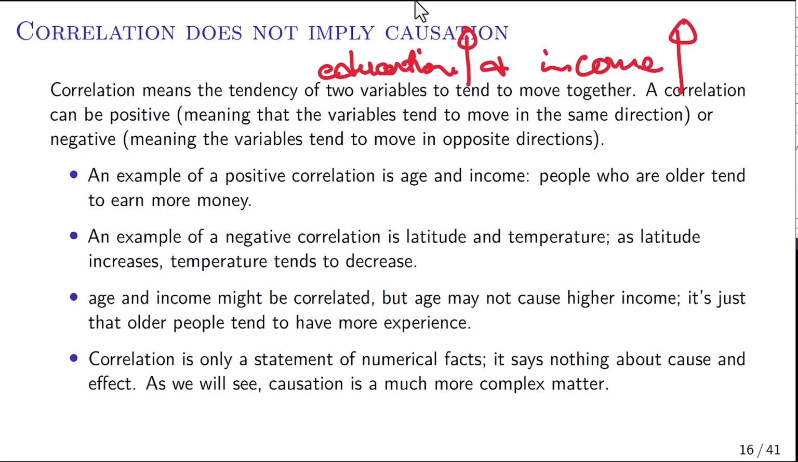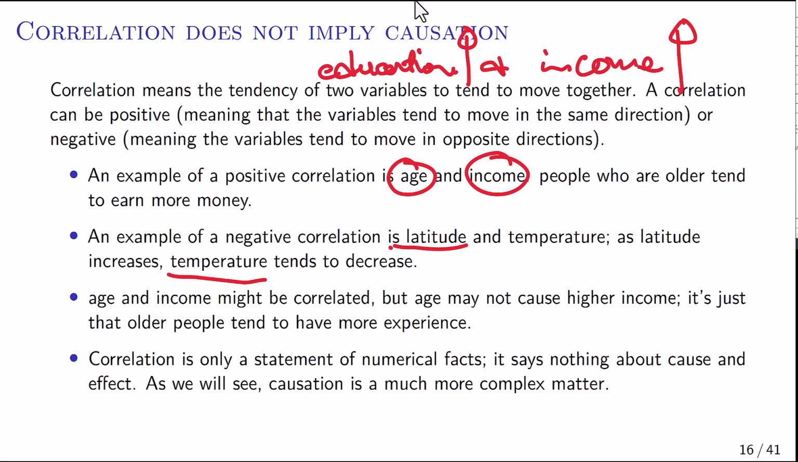For example, like here, if we just calculate the correlation coefficient between the age and the income, of course, this number gotta be positive. The fact is, if we observe the real life, we will find that, right? People who are older tend to earn more money. But can we say age is the cause of the income? Not necessarily, right? And also we have the temperature and the latitude. As latitude increases, temperature tends to decrease. Can we say latitude is the cause of the temperature?